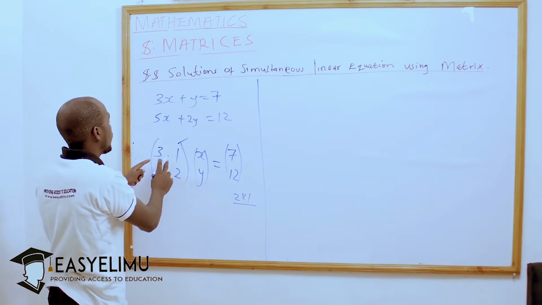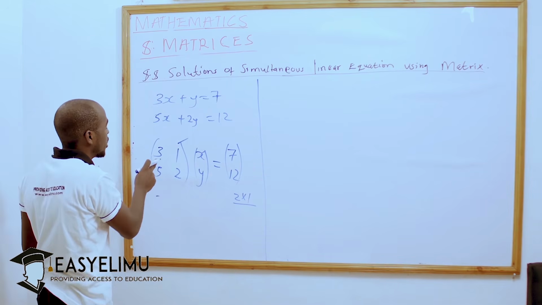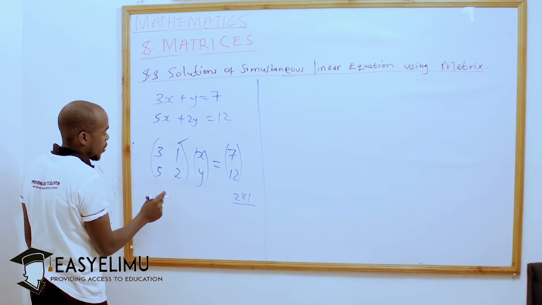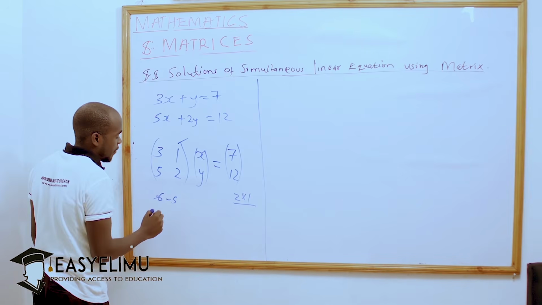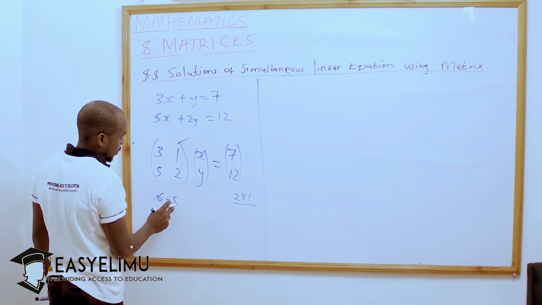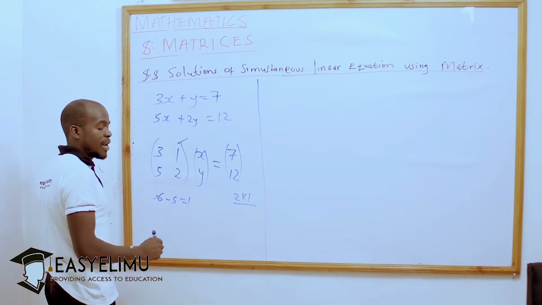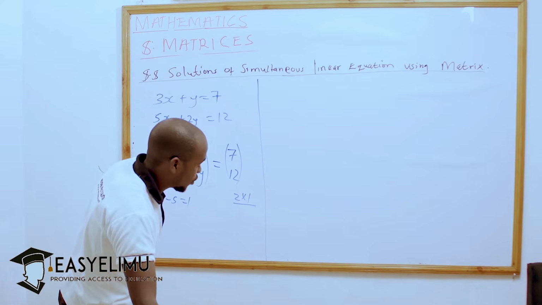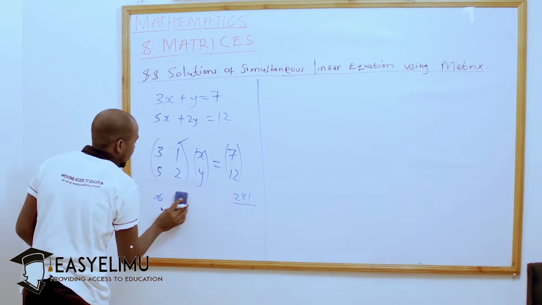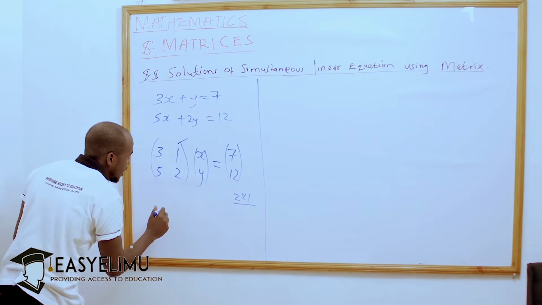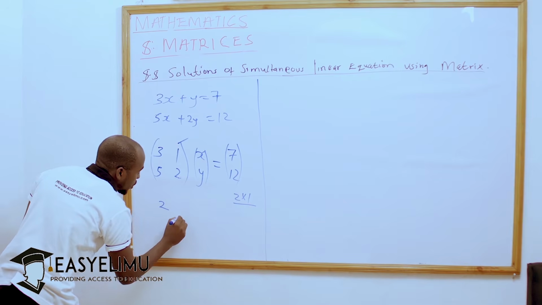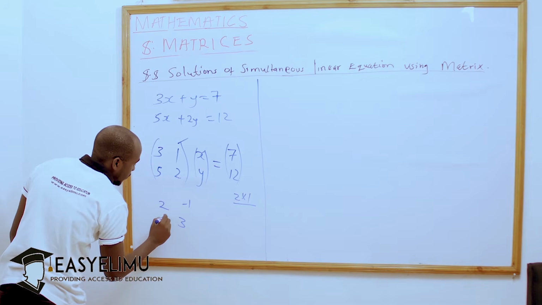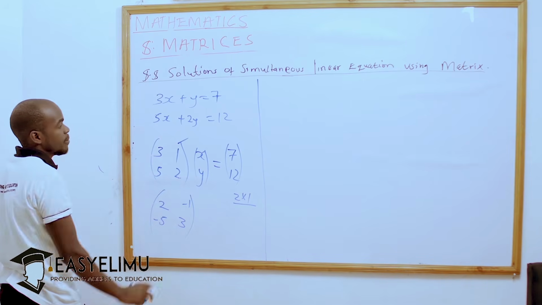If we find the inverse here, we shall have 3 multiplied by 2 is 6. Then 5 by 1 is 5. If you subtract, you will find 5. You subtract 5, so it's giving us the determinant as 1. And if the determinant is 1, there is no need of finding 1 over the determinant. So we shall just interchange the leading diagonal. That is 2, 3. And this one will be -1 and -5. So this is the inverse of this matrix.